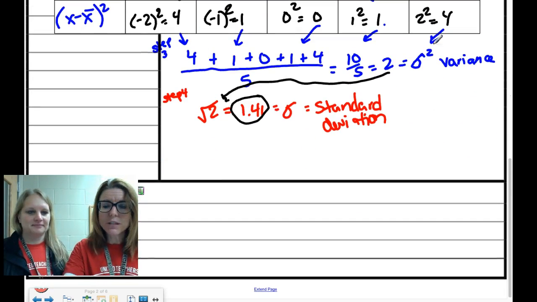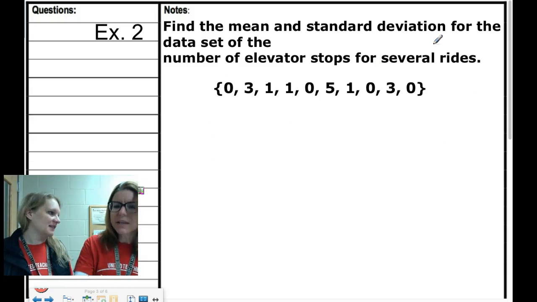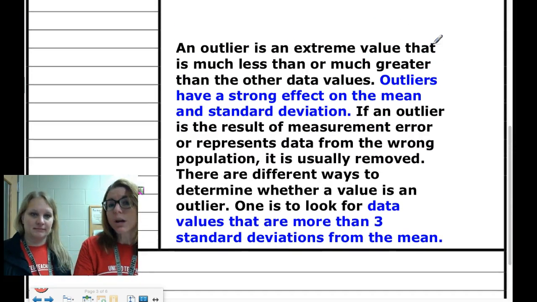Okay. Example 2 is on the next page, and if I recall, we're going to save it for class. Okay, we got to talk about this.